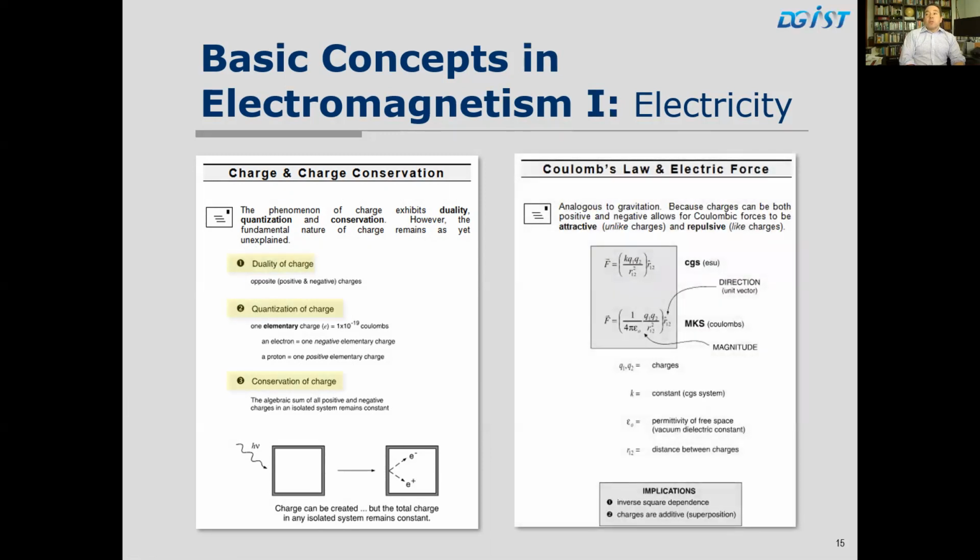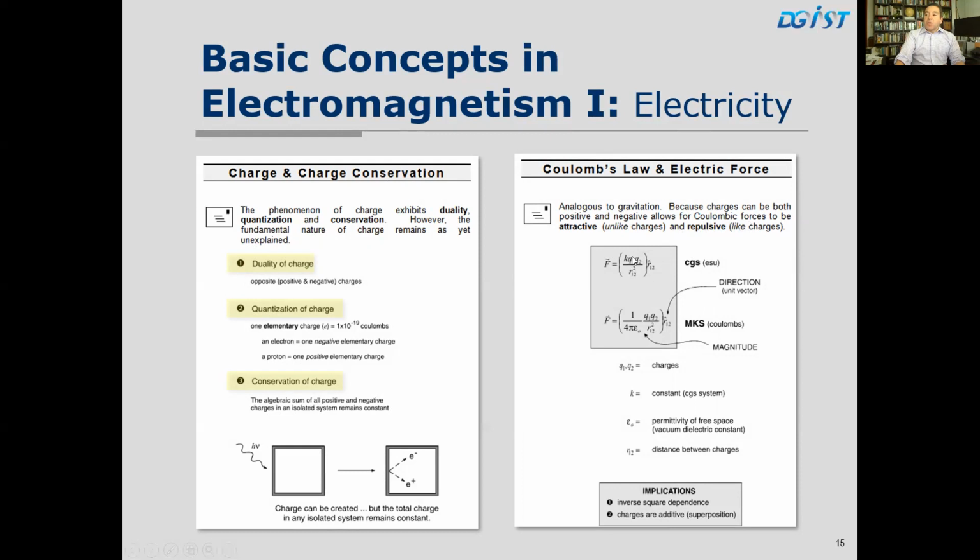Second very important principle in electricity is Coulomb's law. Coulomb's law is the law that, in classical sense, underlies electric force between these charges as described. And Coulomb's law is analogous to gravitation. Because charges can be both positive and negative as opposed to mass, which is just a positive quantity for the purpose of gravitation, Coulombic forces can be attractive between unlike charges, and they can be repulsive between like charges.